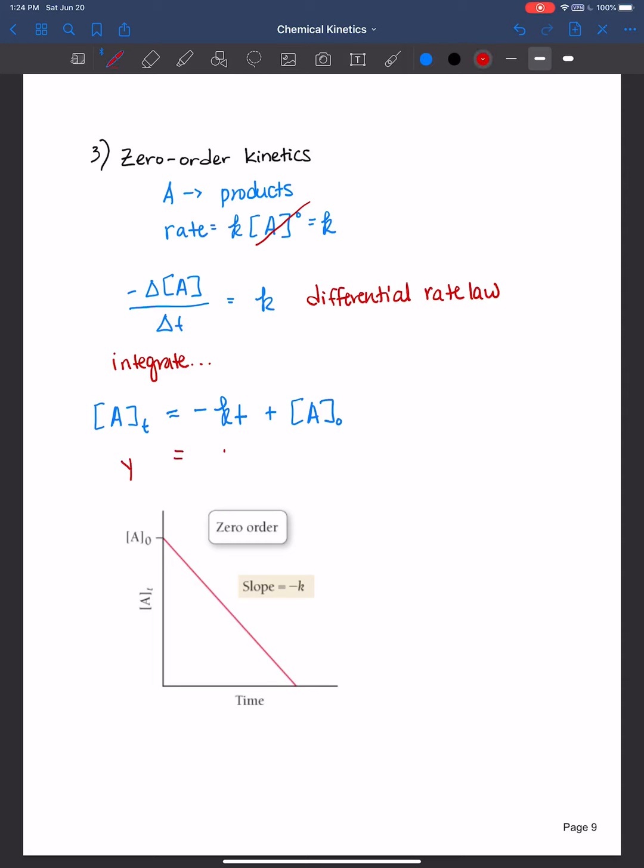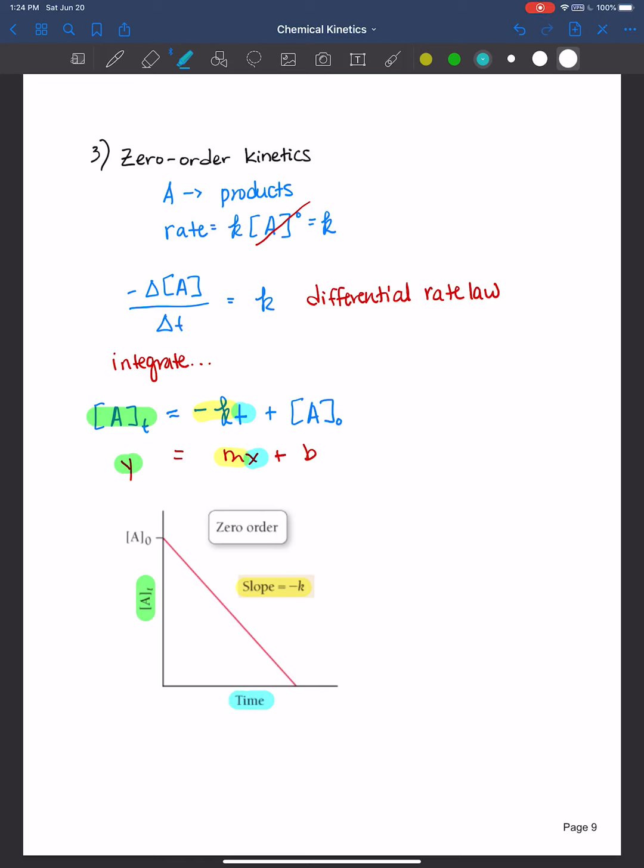And remember to always look at the equation of a line to figure out what important pieces of data you can gather from this. Very important to see that the slope here is actually negative k, similar to first order kinetics, but the difference we see here is that what we plot for y is different. Remember, for first order kinetics, it was the natural log of the concentration of A at specific points in time. For zero order kinetics, it's just the concentration of A at different points in time. And then you can see that x is still plotted as time.